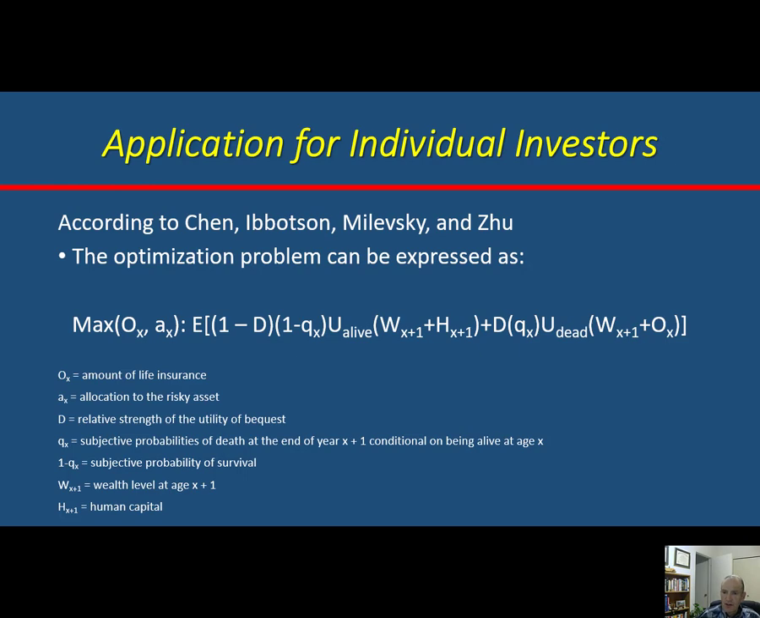So here's the paper I use in my life insurance class. And they say, what are we trying to do? You as an individual, well, over your lifetime, you're trying to maximize the expected value, that's what the E means, of two states. 1 minus D, that's your alive state. D is your dead state. So you don't know how long you're going to live. You could die tomorrow, you could live another 90 years. But you want to maximize the overall nature of this.